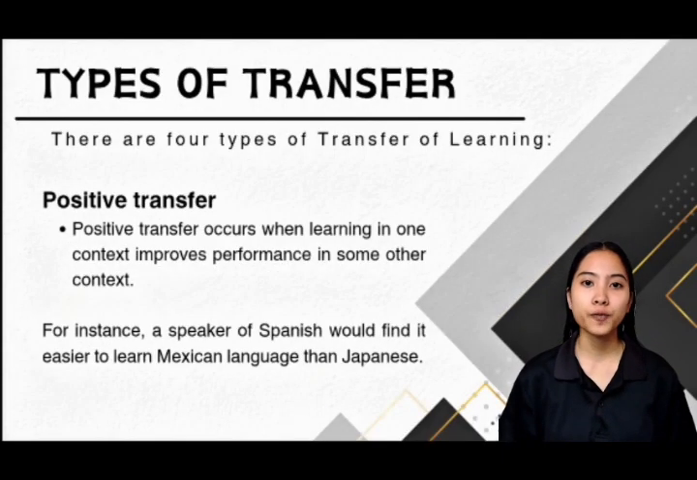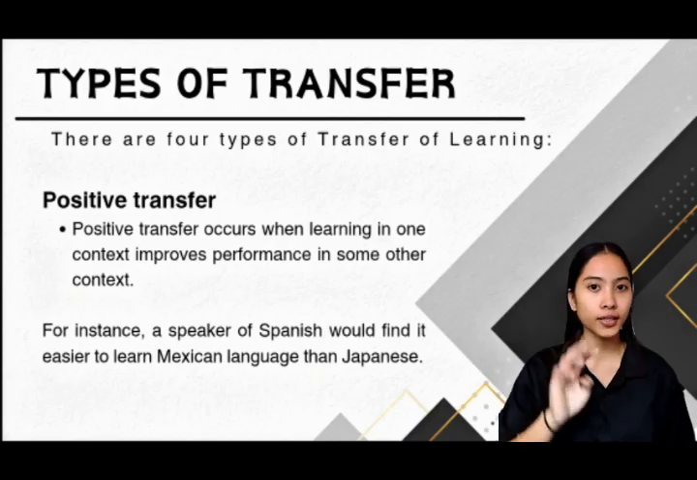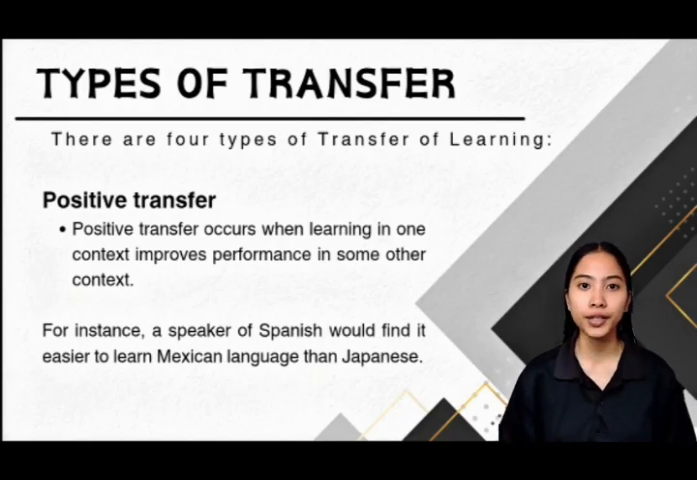Types of transfer. There are 4 types of transfer of learning. The first one is positive transfer. Positive transfer occurs when learning in one context improves performance in another. For example, a person who speaks Spanish may find it easier to learn Mexican Spanish than to learn Japanese.